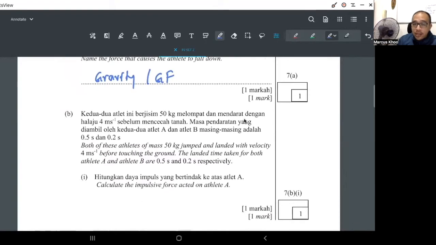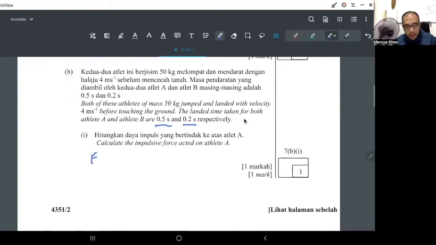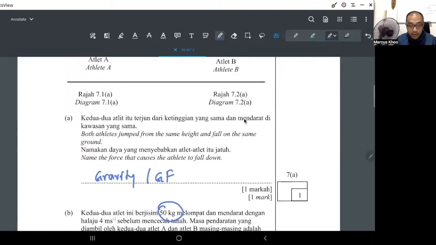Now, both the athletes of mass 50 kg jump and land with a velocity of 4 meters per second before touching the ground. The time taken is 0.5 and 0.2 seconds. So, we can calculate the impulsive force. Impulsive force is mv minus mu over t. I'm just going to do A. You can do B yourself. So, the mass is 50. 50 times 4 minus 50 times 0.